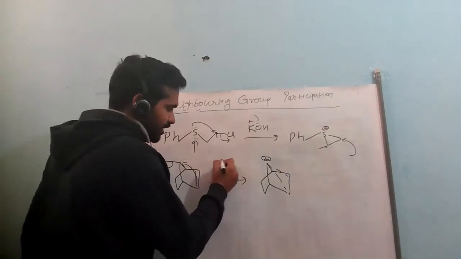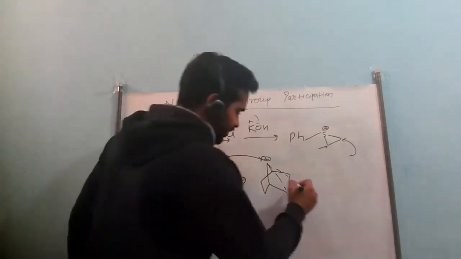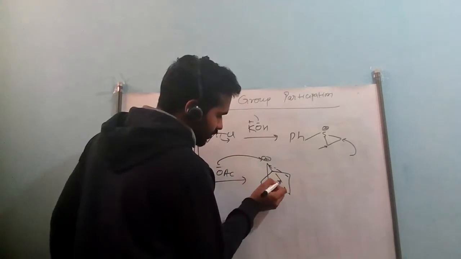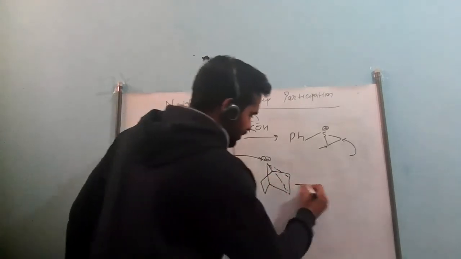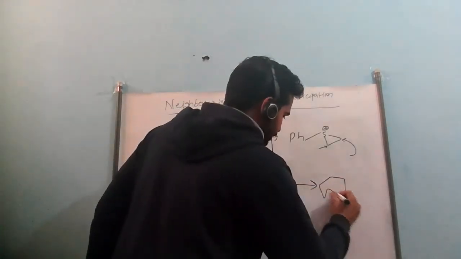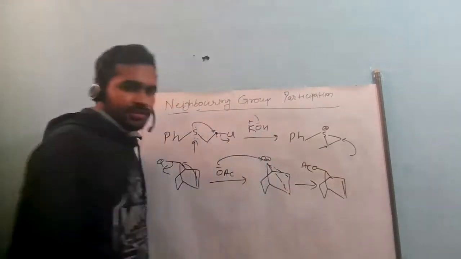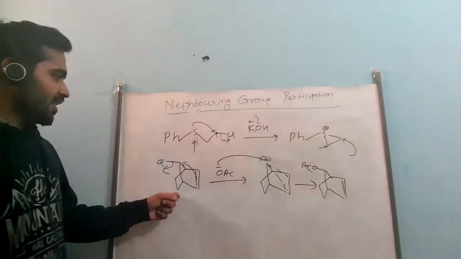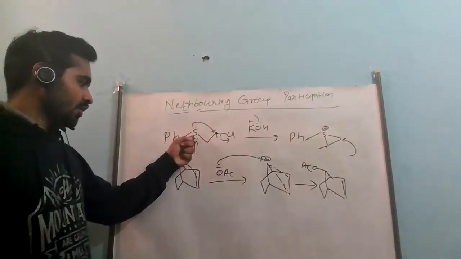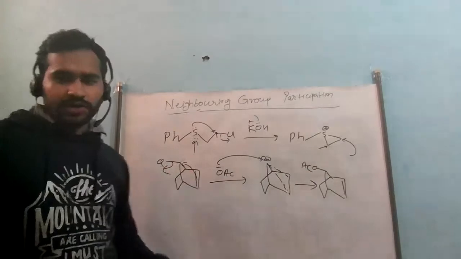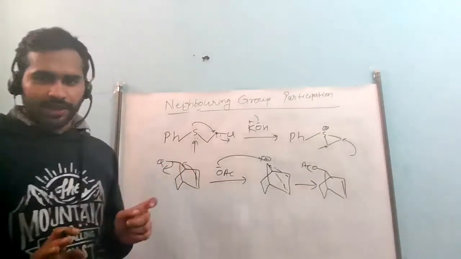Clear? And in the reaction we have OAc minus. So this negative charge again attacks here and this pi electron cloud will shift to its position. Then we get our final product like this. Clear? So we can say that it's not only the lone pair, but pi bond can also interact at the reaction center. Clear?